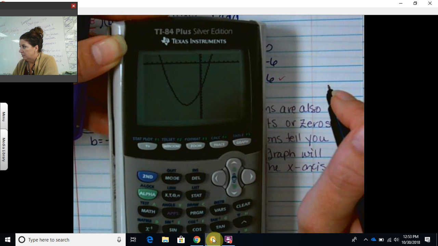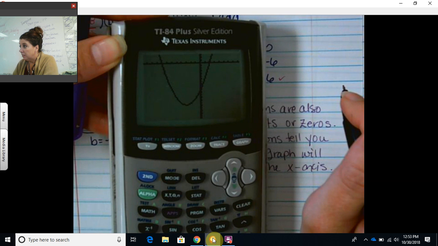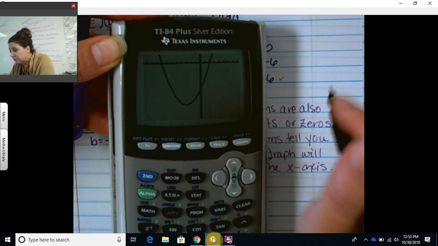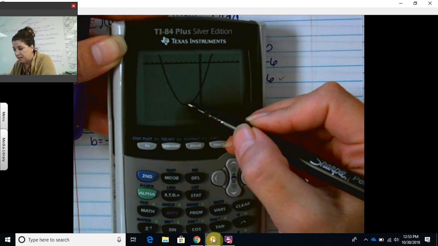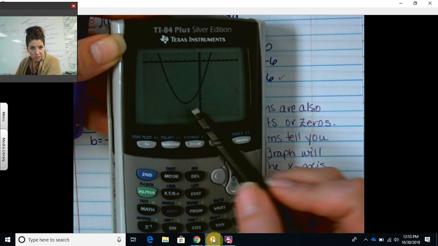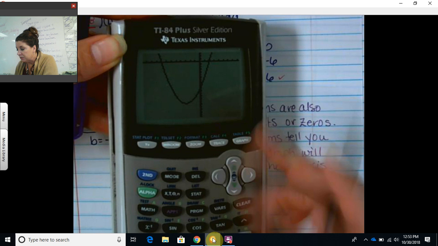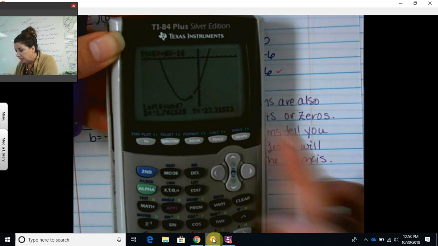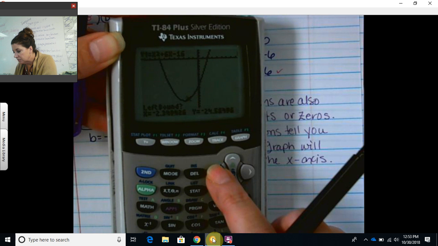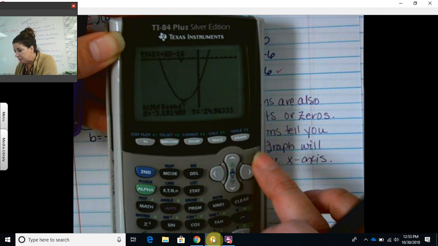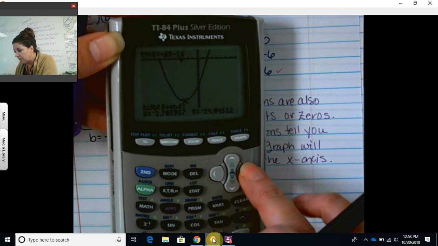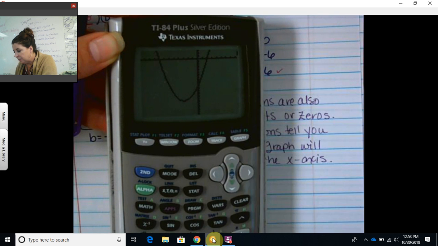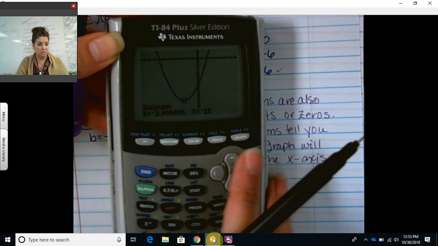And when you find them, you'll be able to plot those 2 points. Now this vertex, y'all remember if I want to find this, is this a maximum or a minimum? A minimum. So if I wanted to graph this, I do second calc, minimum's option 3, left bound, I just move the cursor just a little left of that minimum point, enter, right bound, move it just a little to the right, enter, and you always enter through guess. It's at negative 3, comma, negative 25.